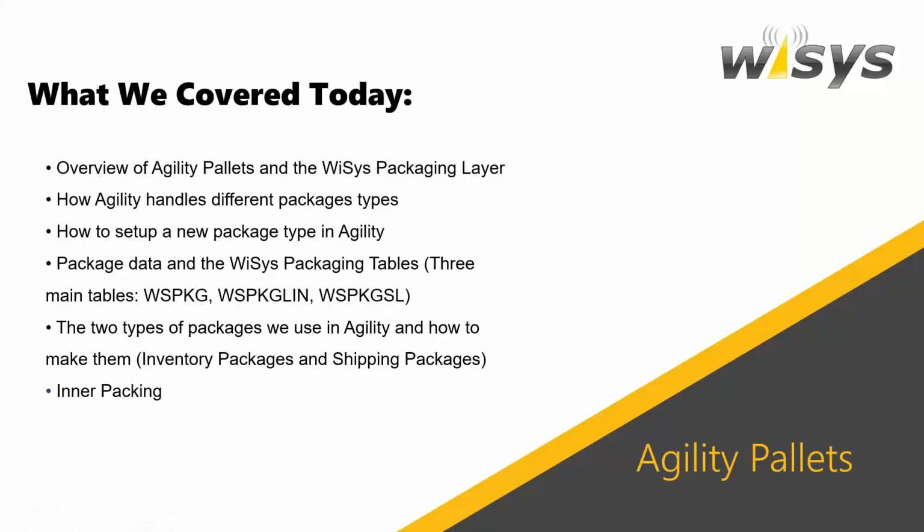WSPKG is the header package information. WSPKG line is the individual line item information per package, and WSPKGSL is the serial and lot information for each package line. Then we discussed the 2 main styles of packages in Agility and how to create them, which are inventory packages and shipping packages. Shipping packages will always be related to a shipment in the system. And lastly, we talked about how to interpack, a way to double down on that packaging license plate tracking feature, and a way to pack a package inside of a package.